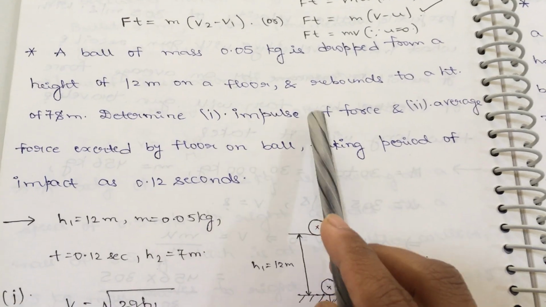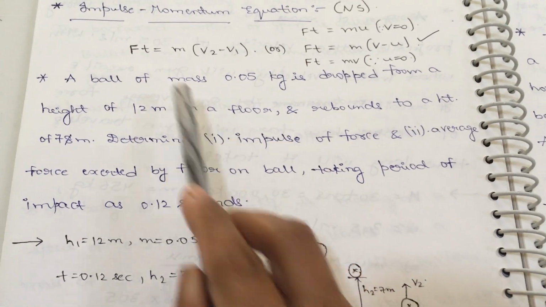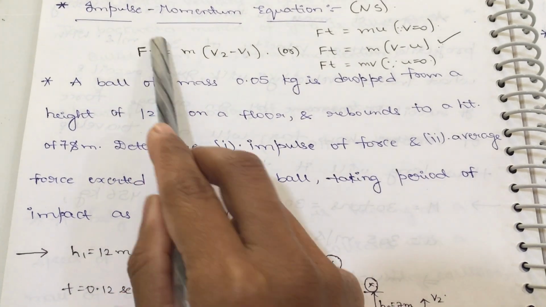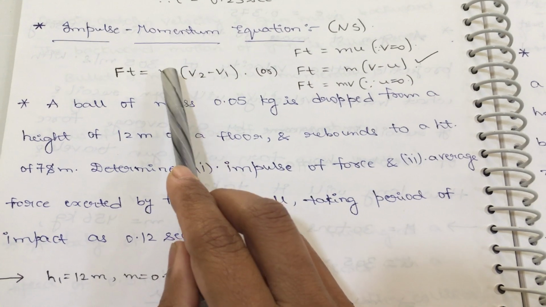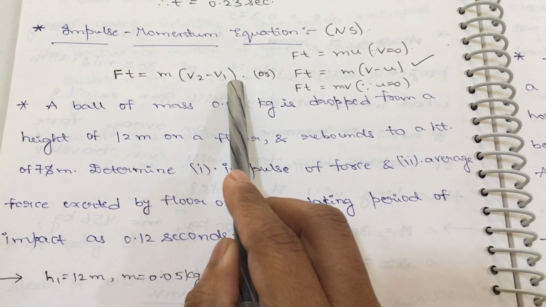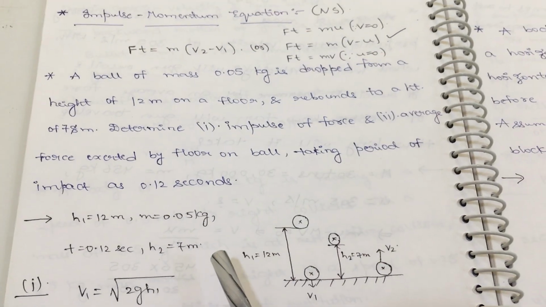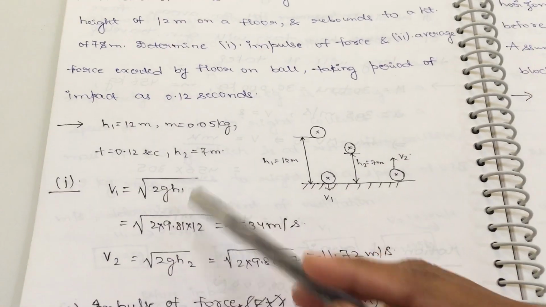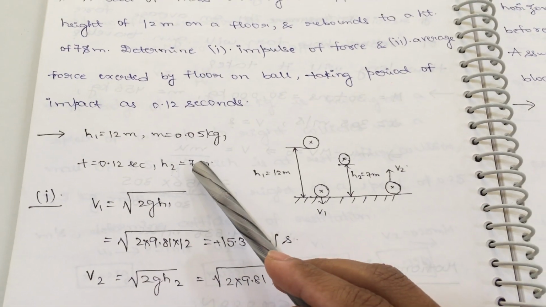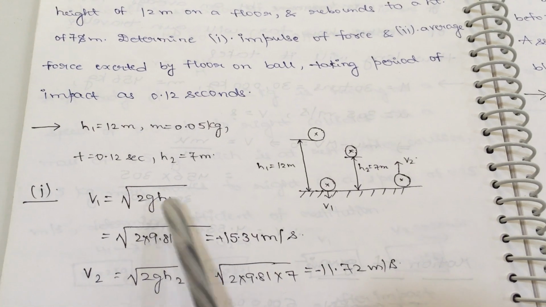average force exerted by the floor. Now coming to the first bit, the impulse of a force is nothing but, the formula is F into t, but we don't know the F value. So we can use the formula in terms of momentum as mass into change in velocity, that is m into v2 minus v1. Now velocity values are not given in the question, but we can calculate the velocity values from the height values by the known formula, that is v is equal to square root of 2gh.